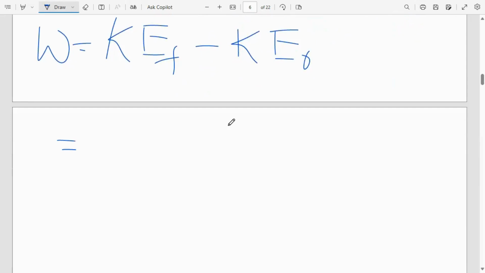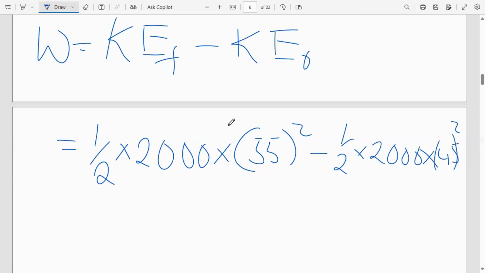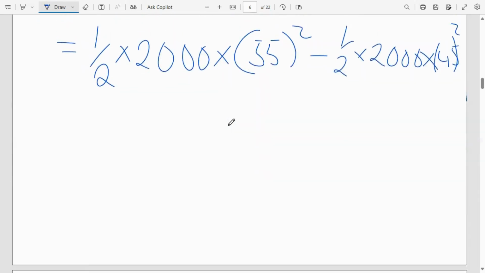Then what is my KE final? My KE final will be equal to half mass. What is the mass? The mass is 2000, multiplied by the final velocity, 55, in brackets, squared. This minus half multiplied by the mass, which is 2000, multiplied by 45, squared. Okay, so let's continue with the calculations down here.